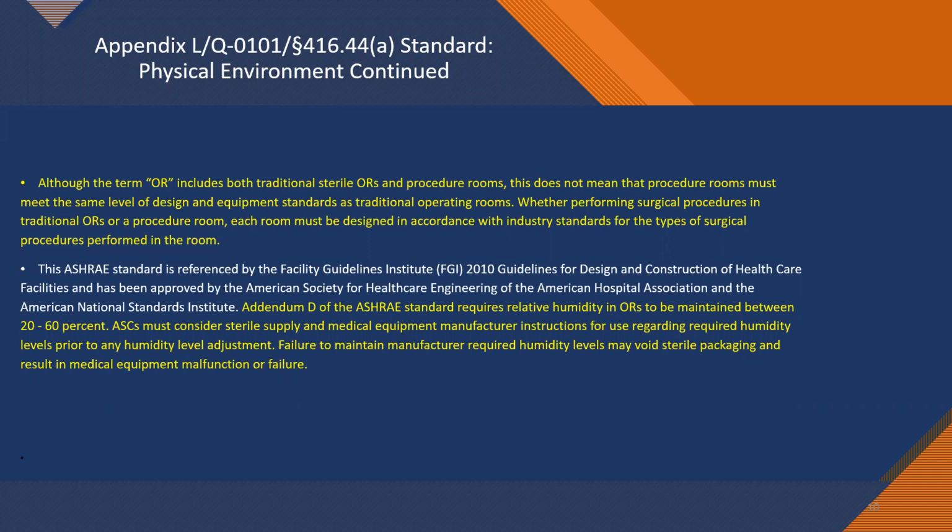And this addendum D, which is the change of the ASHRAE standards, requires relative humidity in ORs to be maintained between 20 to 60%. ASCs must consider sterile supply and medical equipment manufacturer instructions for use regarding the required humidity levels prior to any humidity level adjustment. Failure to maintain manufacturer required humidity levels may void sterile packaging and result in medical equipment malfunction. You need to know in your sterile packaging room what your temperature and humidity is, and that needs to be monitored as well as in the operating room. Procedure room guidelines may be a little bit different than the OR and the sterile packaging. Next slide.